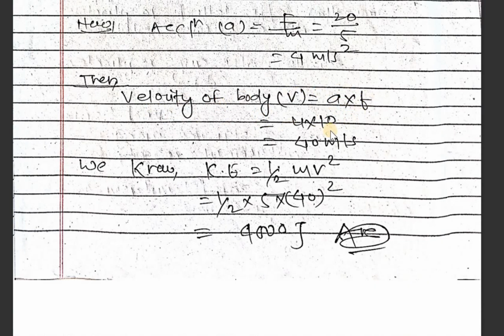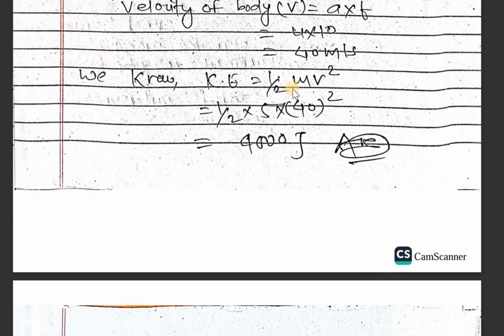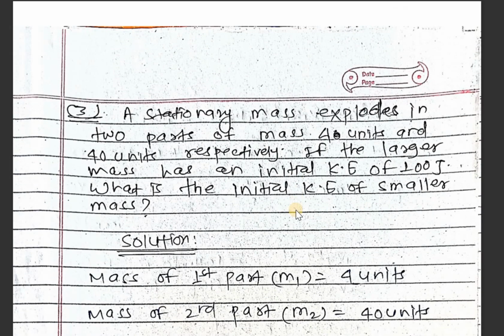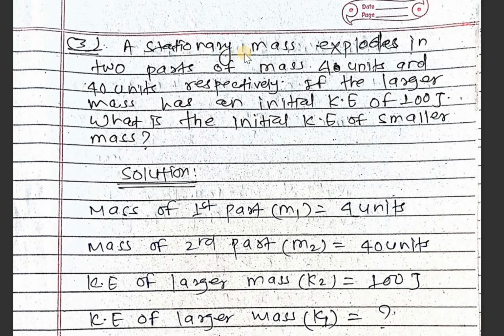Then velocity of body v equal to a into t, we already know. So v equal to 4 into 10, that is 40 meter per second. And we know kinetic energy equal to half m v square. Put the value of m and v, we can get energy equal to 4000 joule.